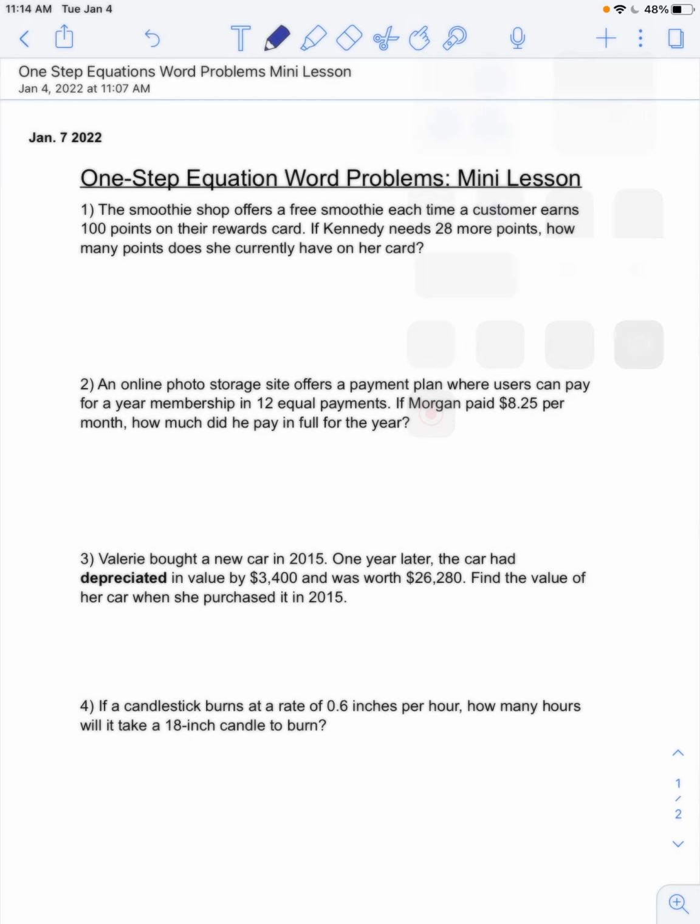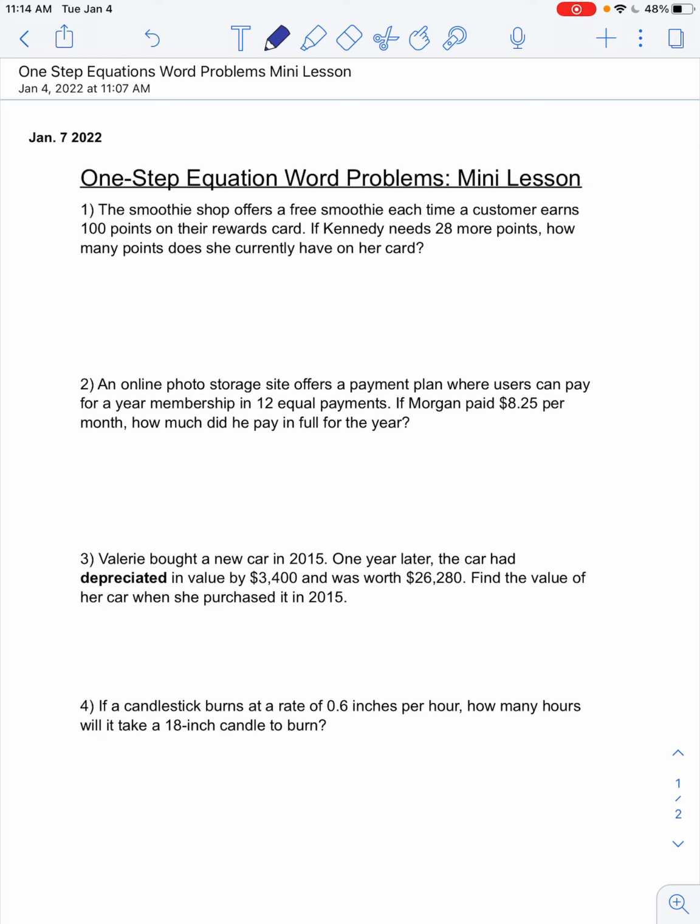Let's take a look at some one-step equation word problems. And this is just going to be kind of an upgraded version of one-step equations because you've got to turn the word problem into an equation first in order to be able to solve it. But the actual equation and the actual solving will be just like the previous lessons that we've been working on.